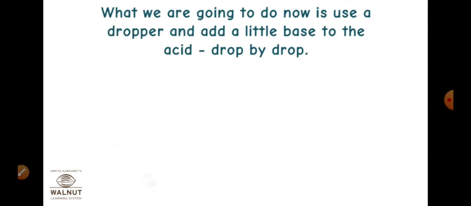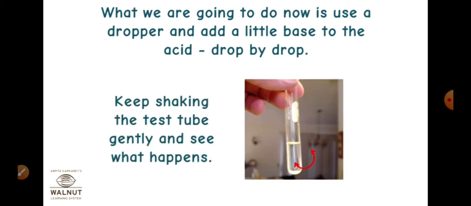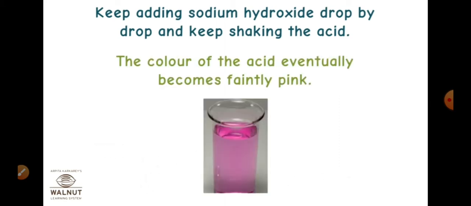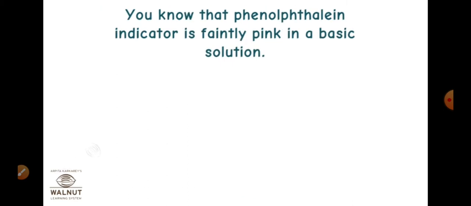What we are going to do now is use a dropper and add a little base to the acid, drop by drop. Keep shaking the test tube gently and see what happens. Keep adding sodium hydroxide drop by drop and keep shaking the acid. The color of the acid eventually becomes faintly pink. You know that phenolphthalein indicator is faintly pink in a basic solution.